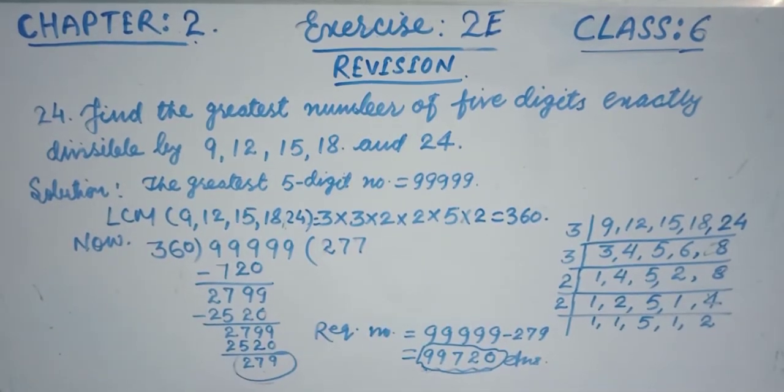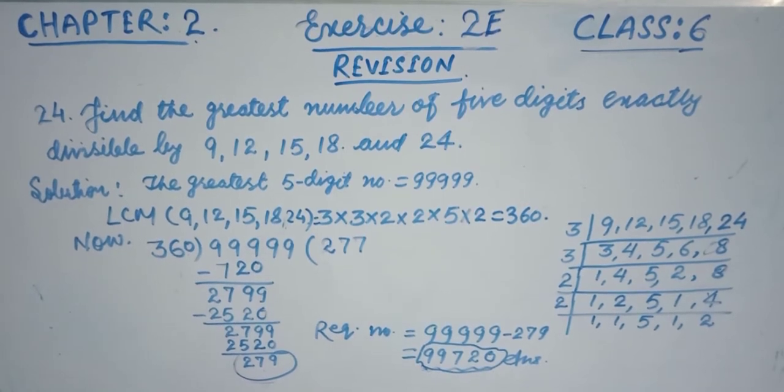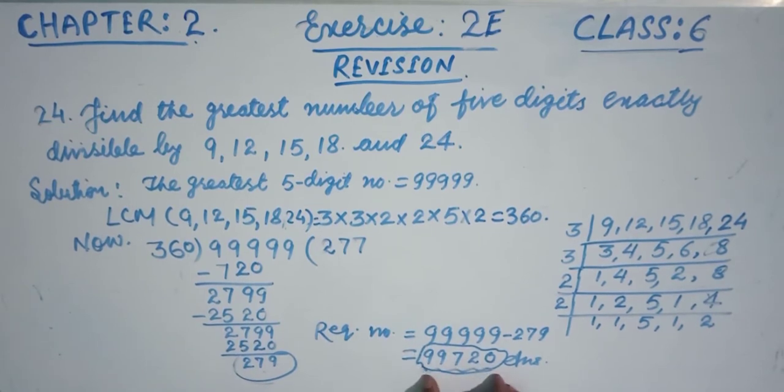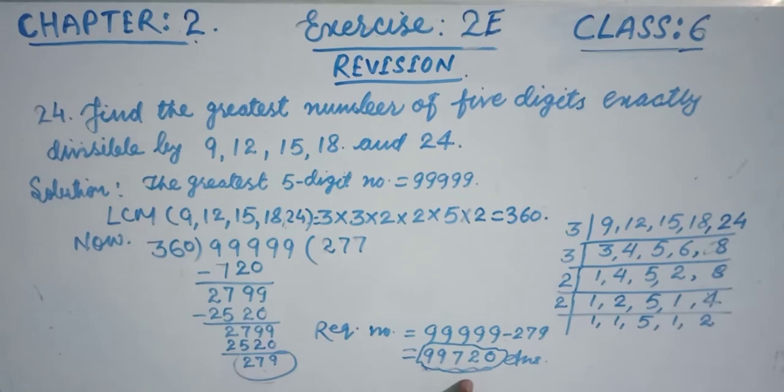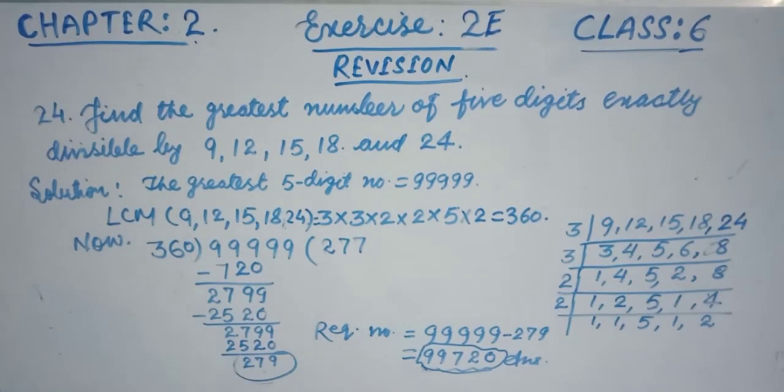First, friend, find the LCM of the given numbers and then write the greatest number of 5 digits. Then divide the greatest number of 5 digits by the LCM, and if the remainder is other than 0, subtract the remainder from the greatest number of 5 digits, and that will give the answer. Look, friends, 1 2 3 4 5, this is a 5-digit number, and this is the greatest number that is divisible by the given numbers. I hope you will understand.